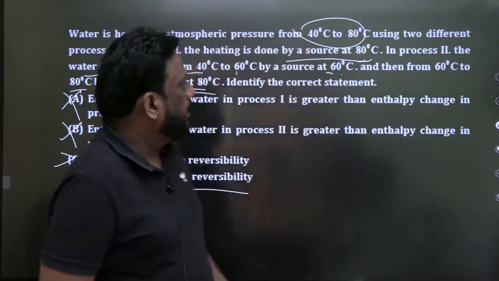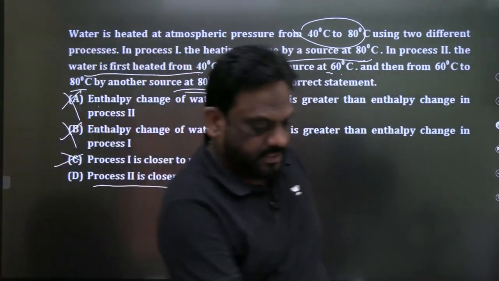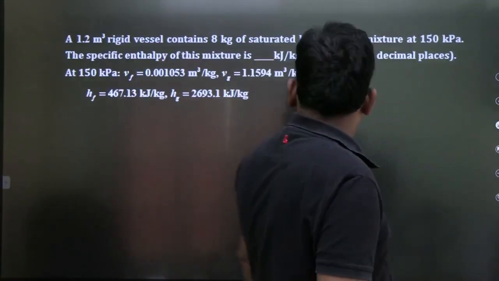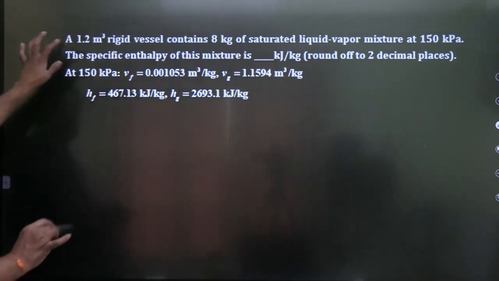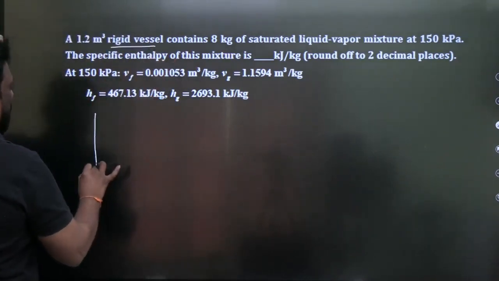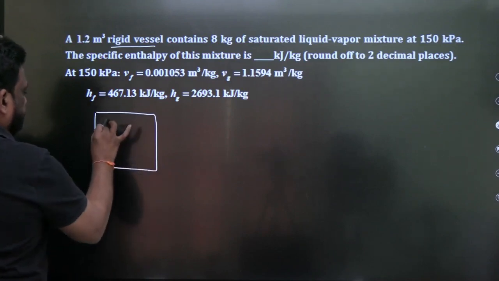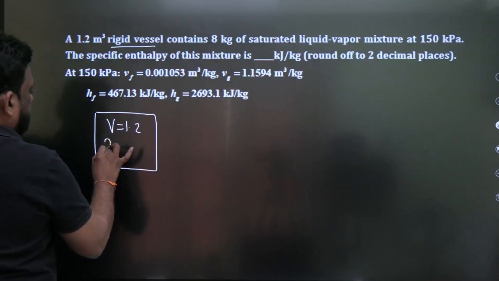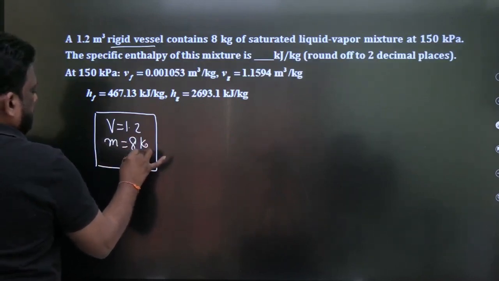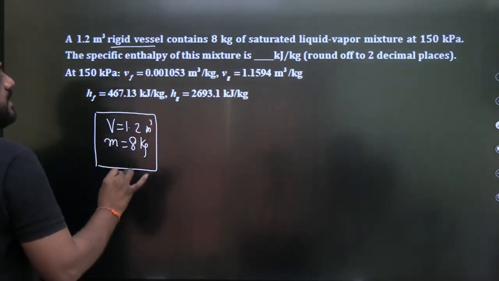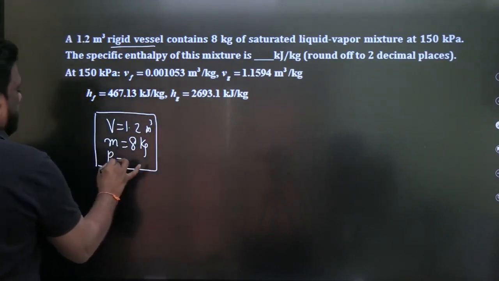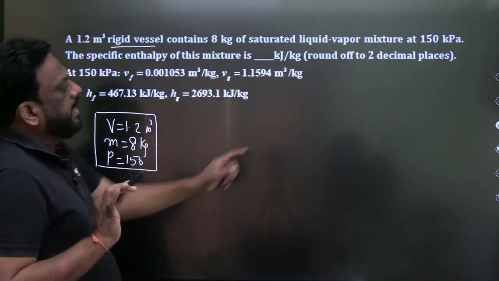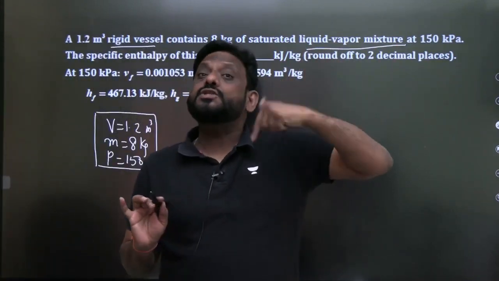Okay, chalo. Now let's not waste time. Fatafat we'll study so many questions. Okay, chalo. This is the question, look. Please look at the 1.2 meter cube rigid vessel which contains a mass of 8 kg of saturated liquid vapor mixture at a pressure of 150 kilopascal. The enthalpy of the mixture is... it is a liquid vapor mixture, which means it is in the two-phase region.